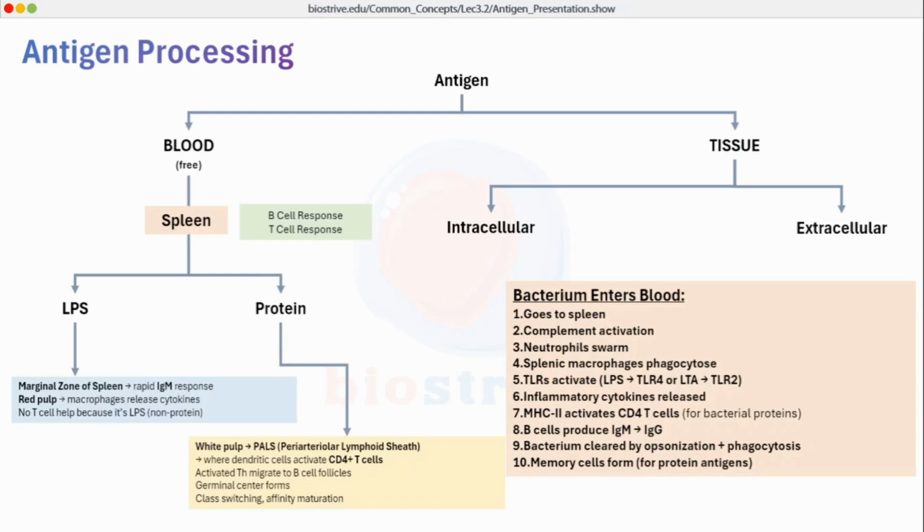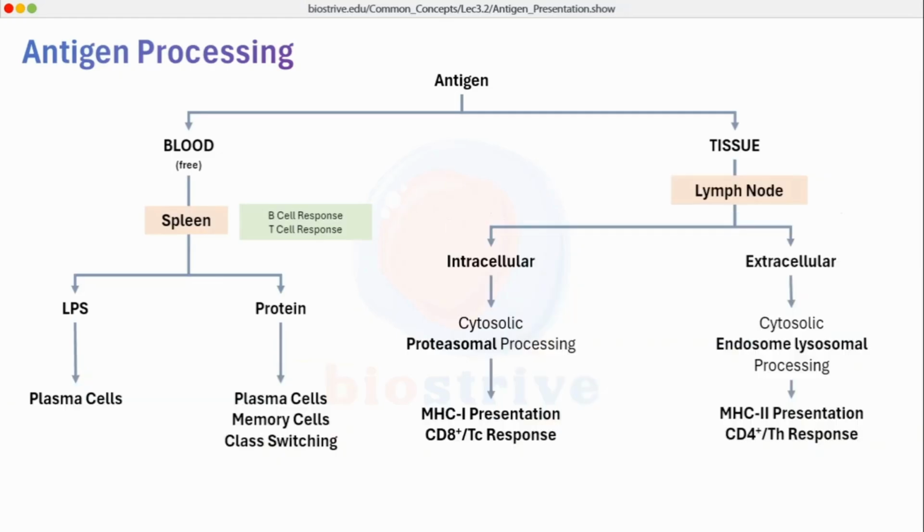What kind of cells will be involved? For proteinaceous antigen, both T cells as well as B cells will be involved. In case of non-proteinaceous antigens, only B cells will be involved. There will be no class switching, because to switch classes we need proteinaceous antigens.